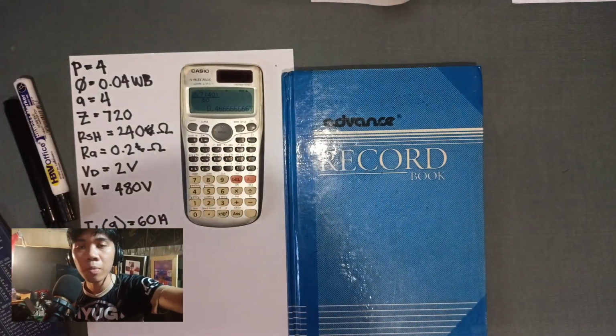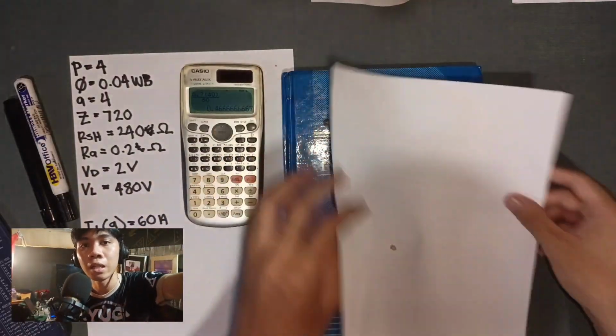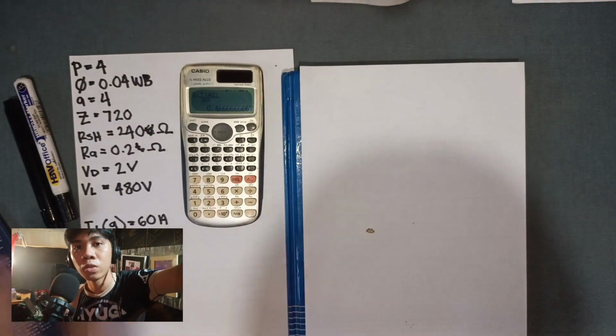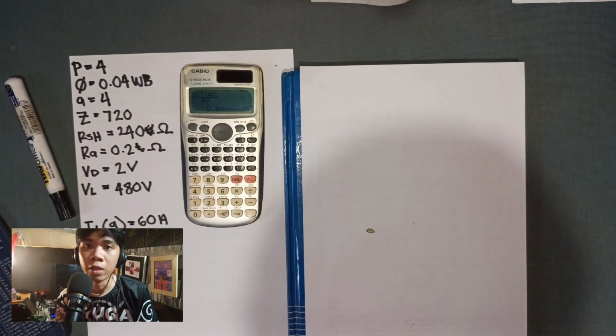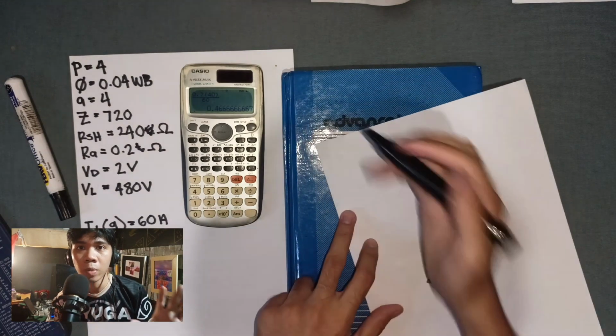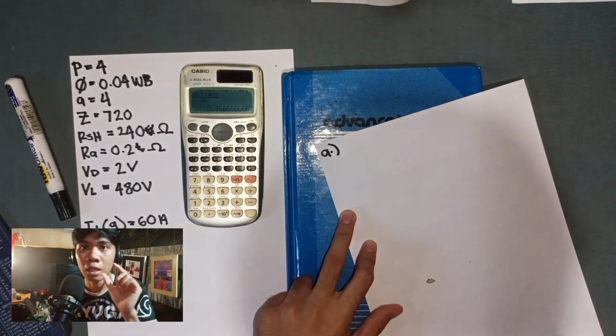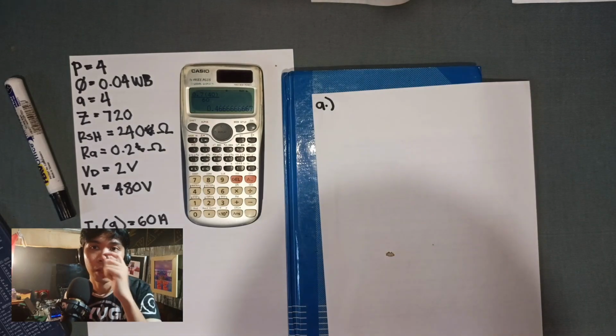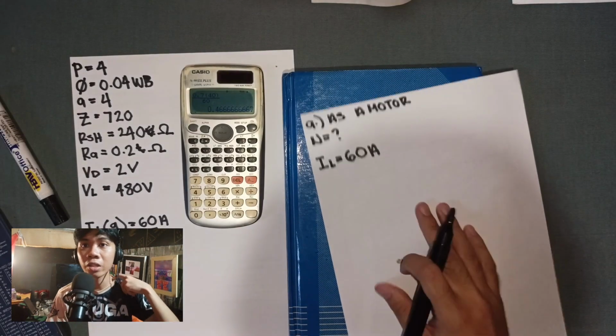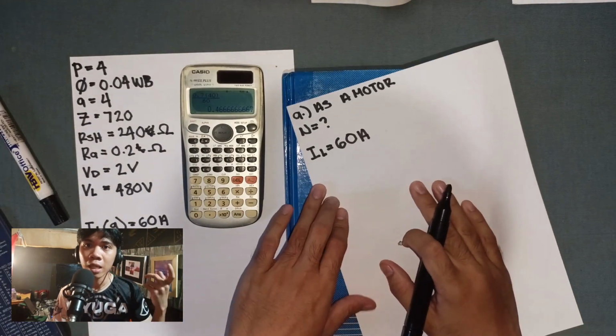Para mabilis tayo makapagsagot, substituting na lang tayo ng mga given. Pero meron tayong special na given para sa question na ito: letter A as a motor and letter B as a generator. Simulan natin sa as a motor. Ano ang hinahanap natin? Ang speed as a motor.